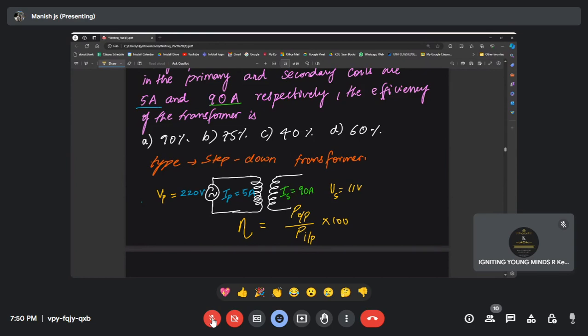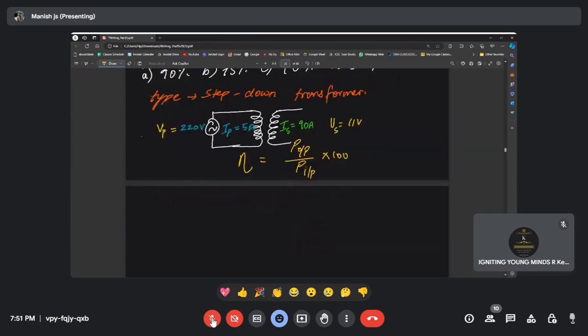But output is something that the transformer is giving you. After you supply, it is giving you the output, which is with respect to the secondary. Secondary current we have as 90 amperes, and secondary voltage you can see is reduced to 11 volts. So that is the output part. Whatever values you have for the secondary pertain to the output, and whatever values you have corresponding to the primary coil, you call it all the primary data. So that is the input. Now we will go and substitute the values.